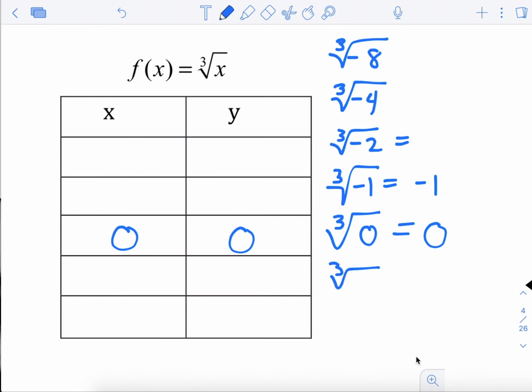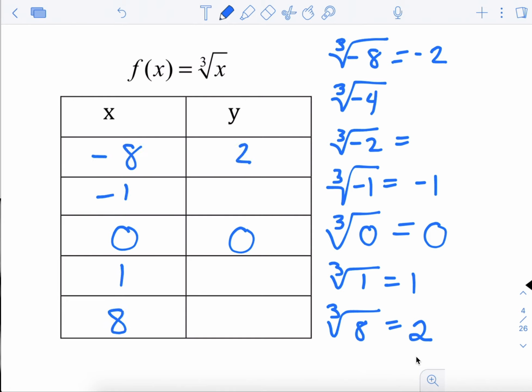We can cube root a +1, cube root a +8. What would the cube root of 8 be? What times itself 3 times gives us 8? Well, it's my next constant. It's going to be 2 times 2 is 4, times 2 is 8. So we get a 2 and a -2. Let's put those all into the table, and then we should be ready to graph.